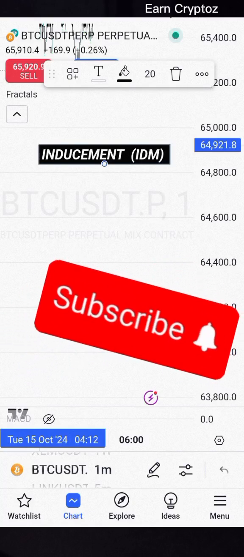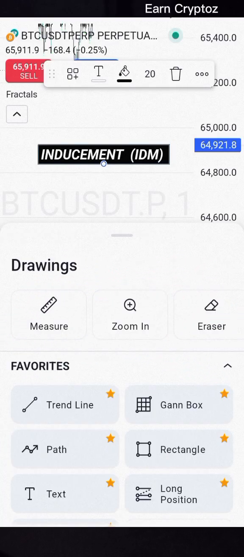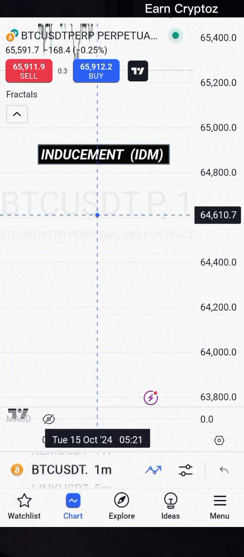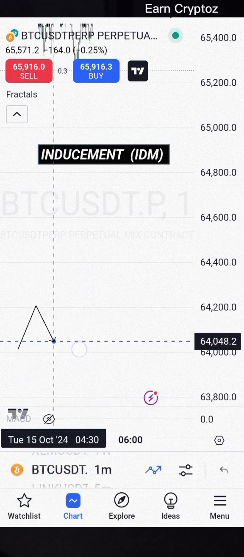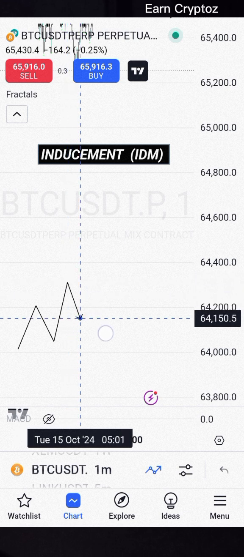Yes, your end cryptos right here. How do you know the exact price to enter the market? That is what we're going to show you here. So there are basic things we look for. We look for inducement. Inducement is one of the things we look for.